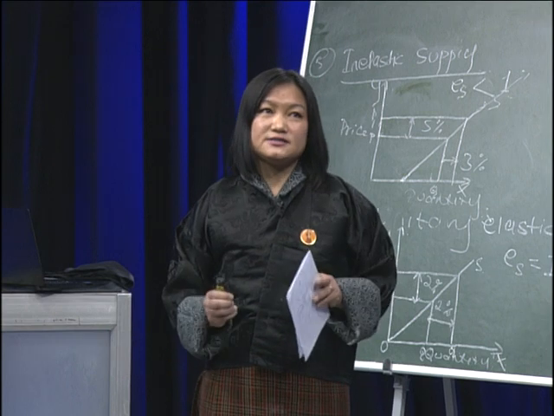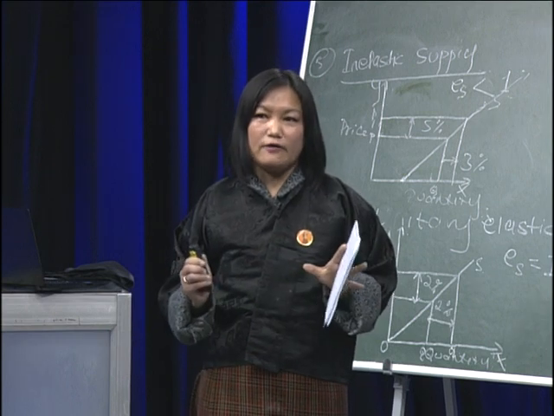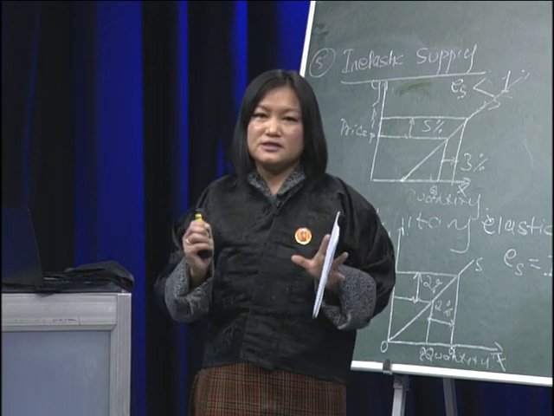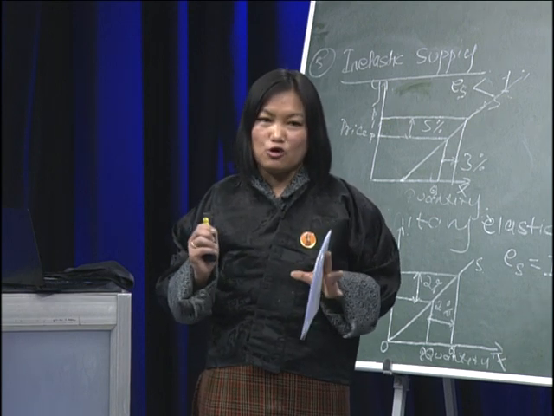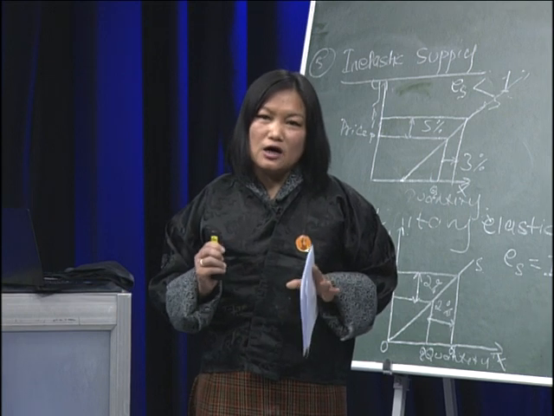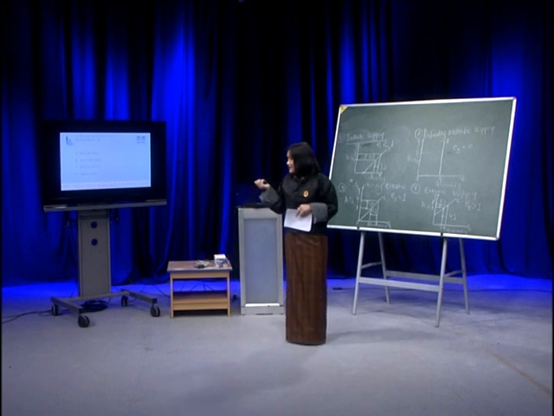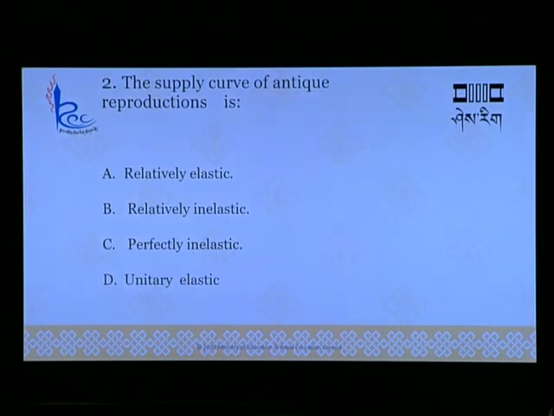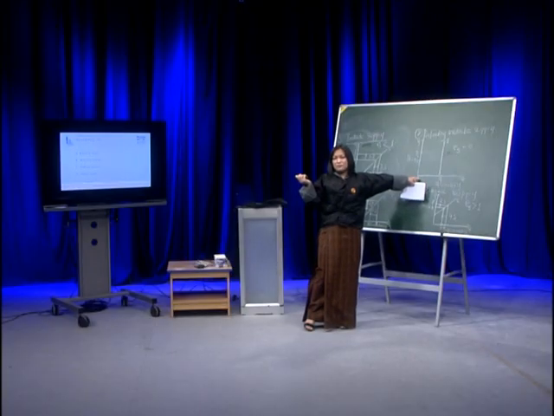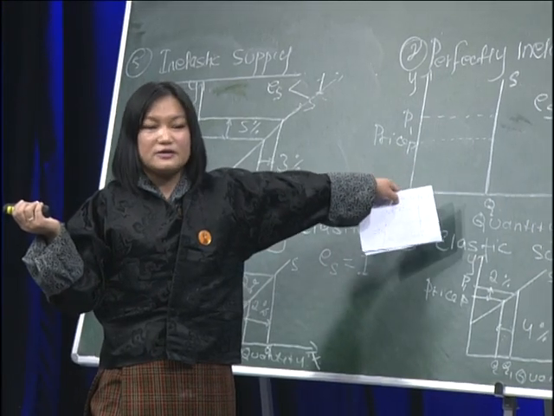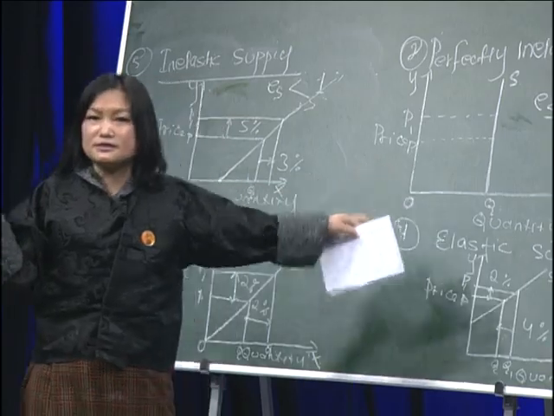Okay, let's take an example. Suppose we have old manuscripts or stamps or coins, and if there is an increase in the price of those commodities, what will happen to the quantity supplied in the market? Yes, the correct answer is C, that's perfectly inelastic. This is the case of perfectly inelastic supply, where the supply is completely fixed no matter whether the price increases or decreases.